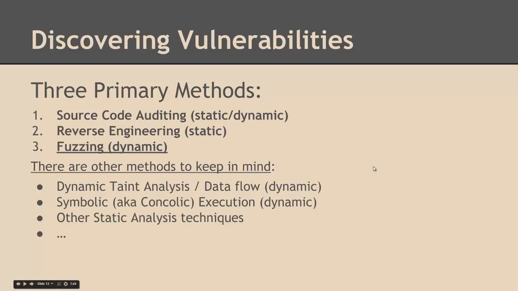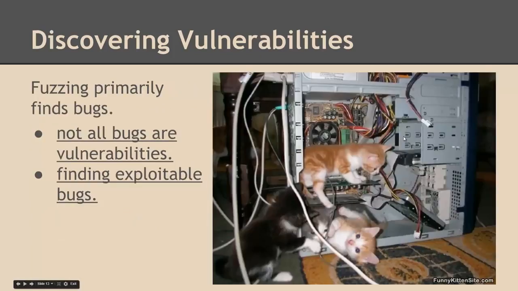There are other methods that you should keep in mind. These aren't the authoritative only three ways to find vulnerabilities. They include symbolic execution, some static analysis techniques, dynamic testing with dynamic taint analysis, and other data flow testing. And ultimately, these all find bugs, but not all bugs are vulnerabilities. In fact, the minority of bugs are actually vulnerabilities. And the point of fuzzing is really to narrow it down and find the exploitable bugs, because those are a priority.